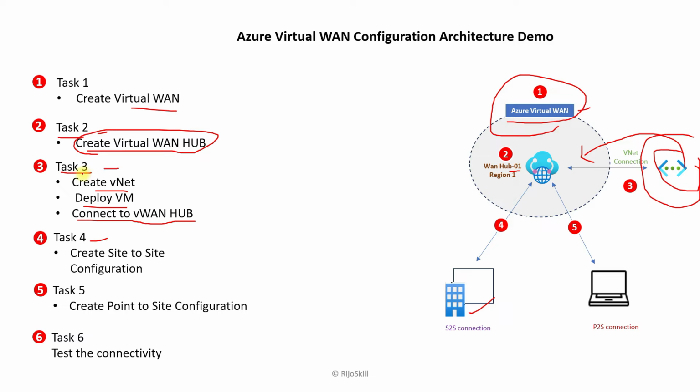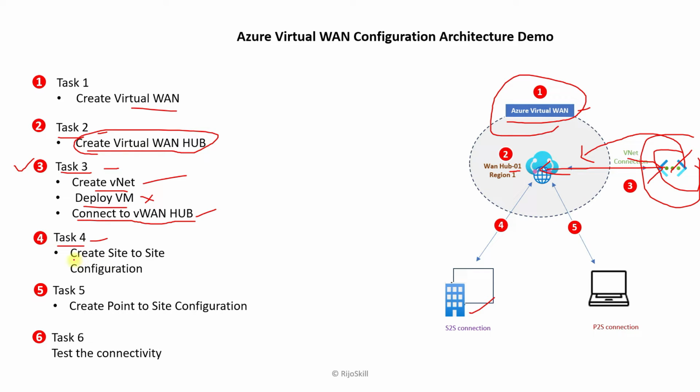So we complete our task 3. We already created our VNet, and currently I don't deploy the VM. Finally I will deploy the VM. So, connect VNet to vWAN hub. We already connected our VNet to the vWAN hub. So we complete our task 3 also. Then we now go for task 4.